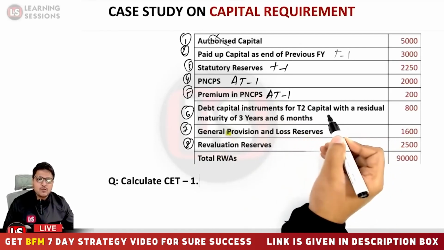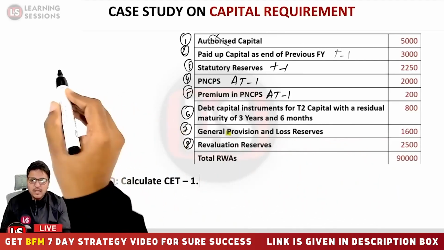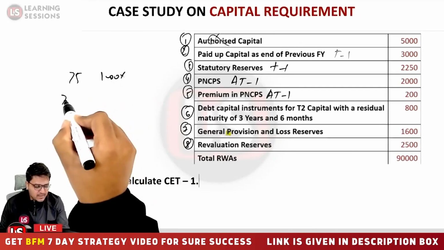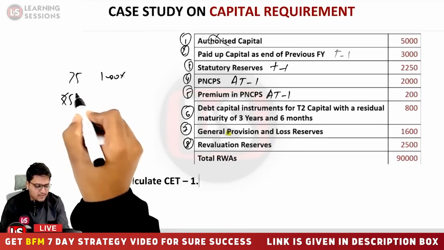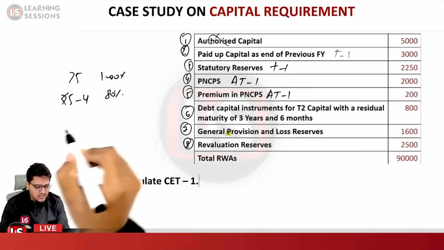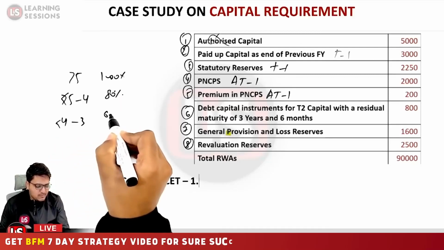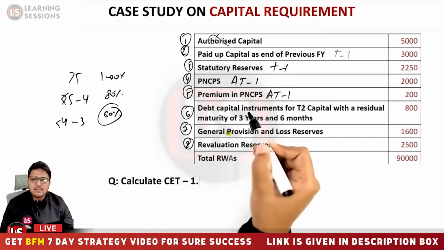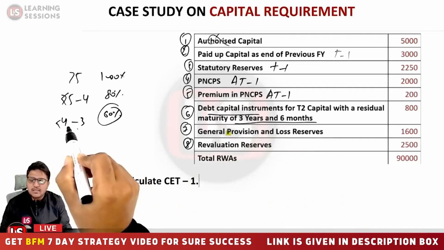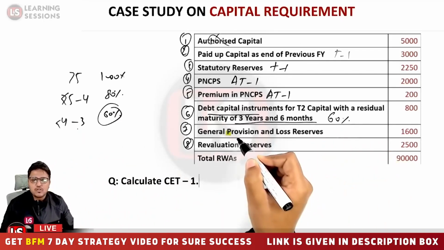Debt capital instruments for tier 2 capital with the residual maturity of 3 years and 6 months. I just told you that if the residual maturity is greater than 5 years, then 100% value is to be considered, and if it is lesser than 5 years and further up to 4 years, 80% value is to be considered. And if it is lesser than 4 years and further up to 3 years, 60% of the value is to be considered. Now in this case, the debt capital instrument has a maturity of 3 years and 6 months, that is greater than 3 years but lesser than 4 years. So 60% value is to be considered.